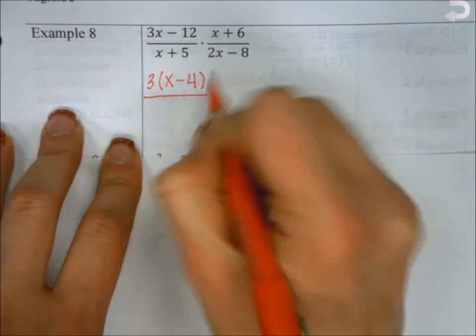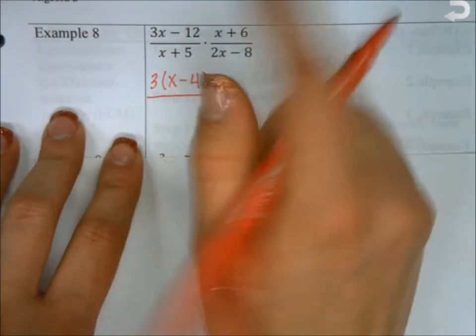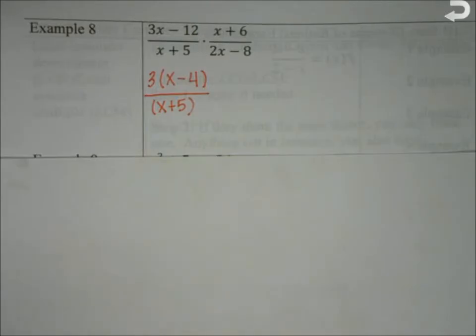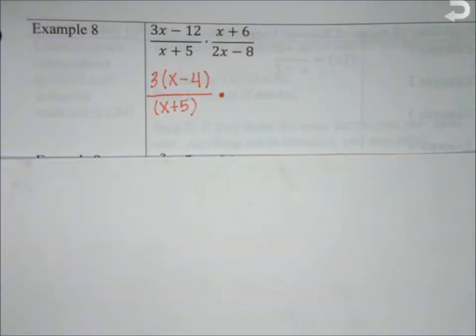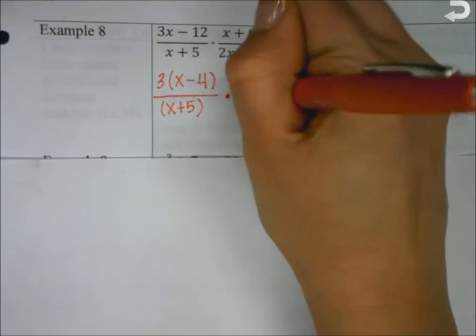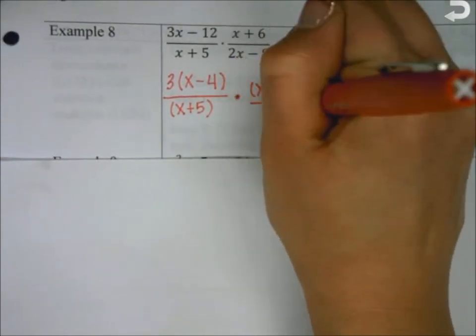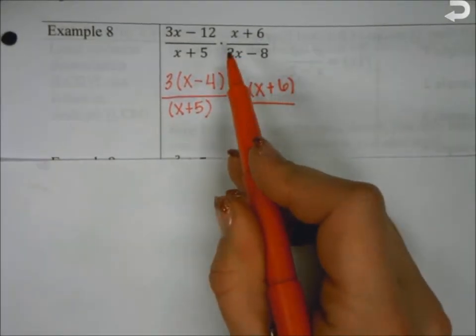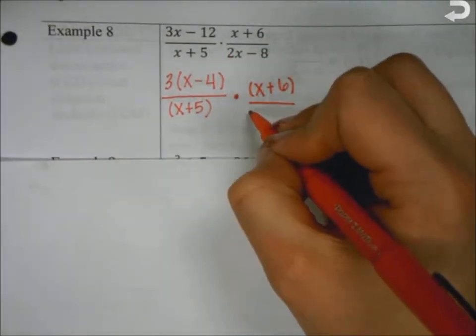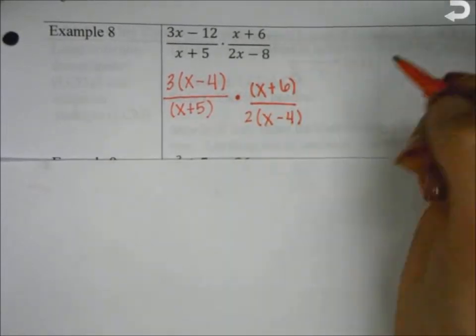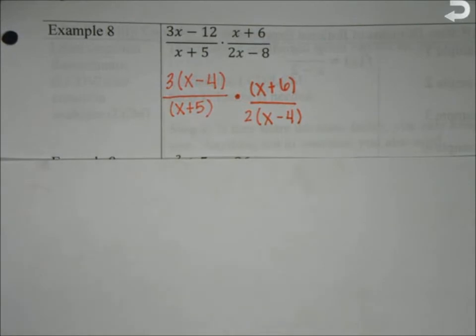Times x plus 6. Does that factor? Nope. So we just rewrite it, x plus 6 over. How do I factor the denominator here? We can just factor out a 2. So x minus 4. Exactly. So now we can look for anything that happens to cancel. And in this case, x minus 4 and x minus 4 cancel. Does anything else cancel? No.